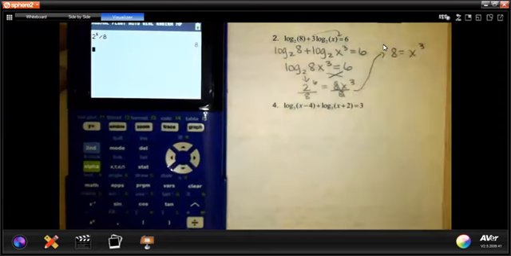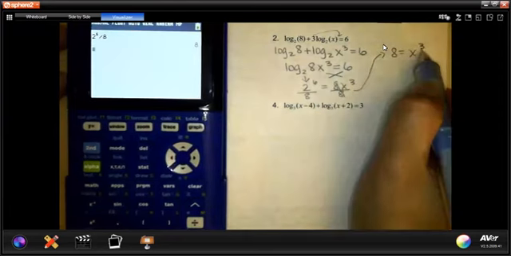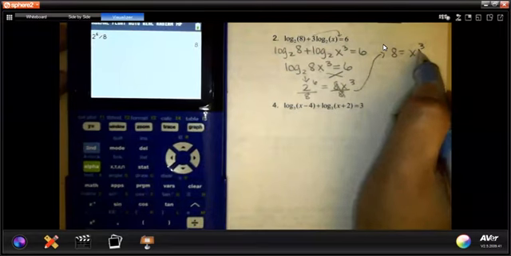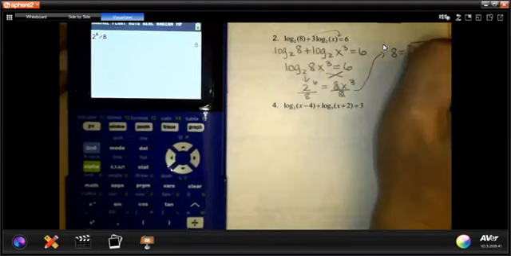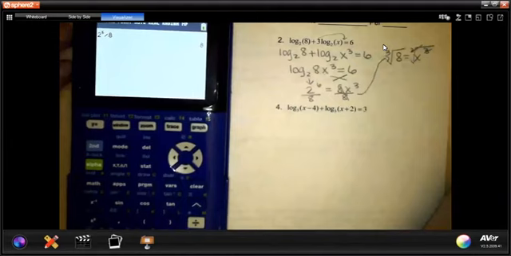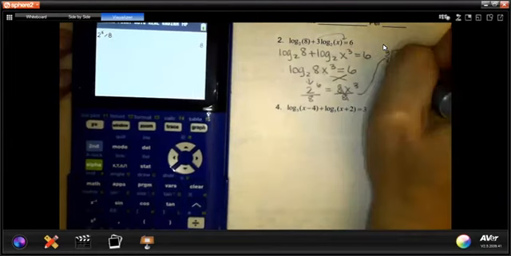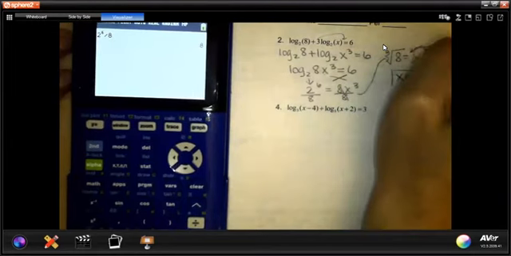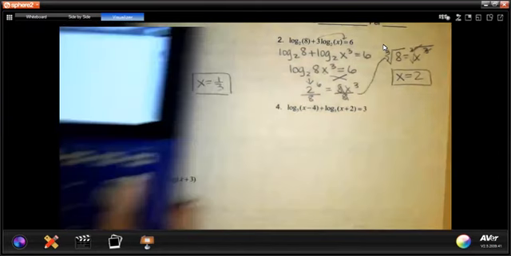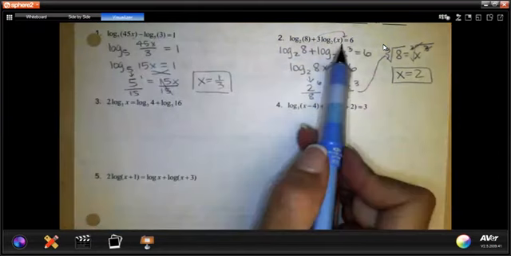So earlier in the year, we learned that when there is a cube here, you can do the inverse operation, which is take the cube root. And so we can take the cube root of both sides. The cube root and the x cancel out, and the cube root of 8 is 2. Again, I would want to make sure that I plug that in to verify that it works.